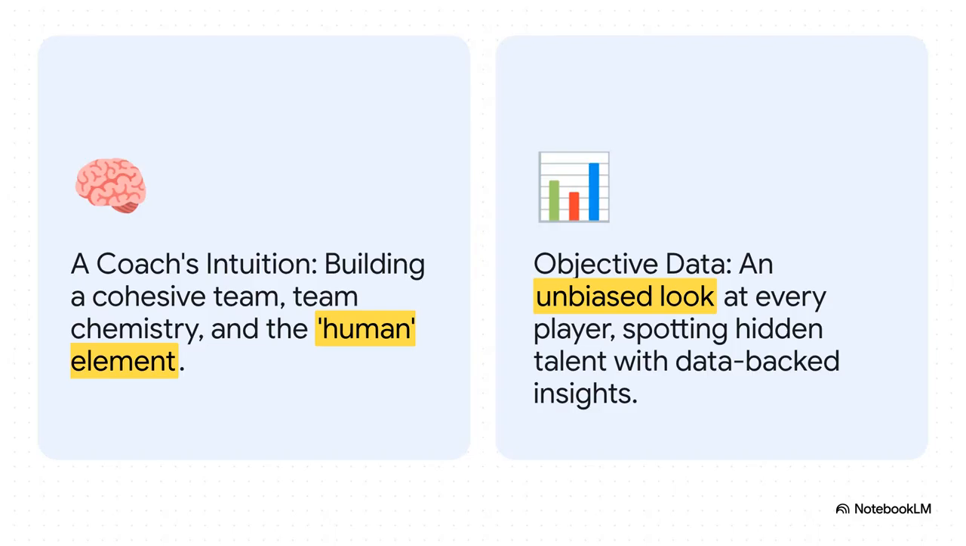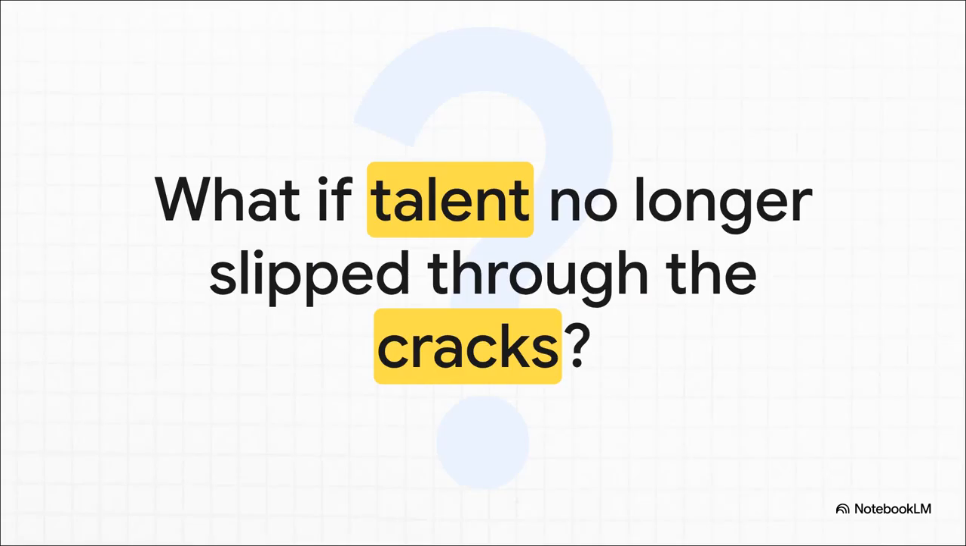Think of it like this. Your intuition is essential for understanding team chemistry and building a cohesive unit. Seeing the things that data can't always measure, like leadership or heart. The system provides the other half of the picture, an unbiased look at every single player, the ability to spot hidden talent that might not be flashy, and concrete, data-backed insights. When you put those 2 things together, man, that's when you get a far more complete and powerful way of making decisions.